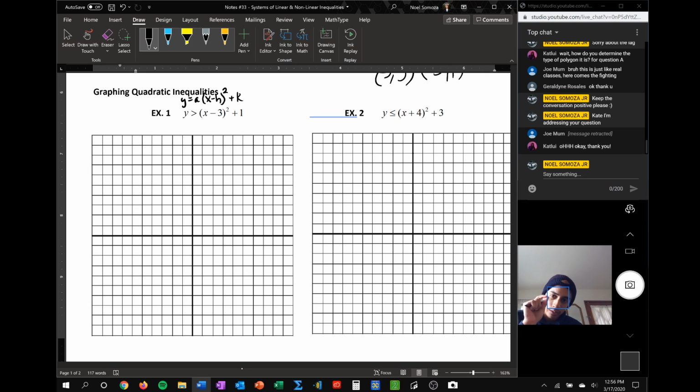You pick a point and test it. If it's true, then you shade inside. If it's false, then you shade the outside. It's pretty simple. For this particular one, what's my h? Remember it's opposite, keep. So my vertex is going to be 3, comma 1. At 3, I can go up 1, and I have a vertex there. All right, so now what comes next is we have to build the quadratic.